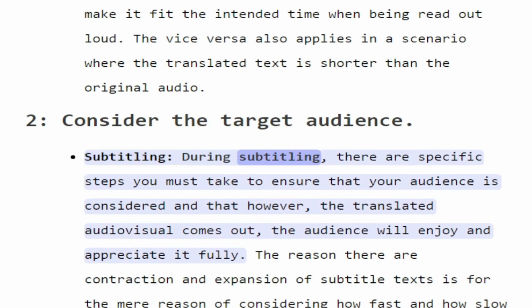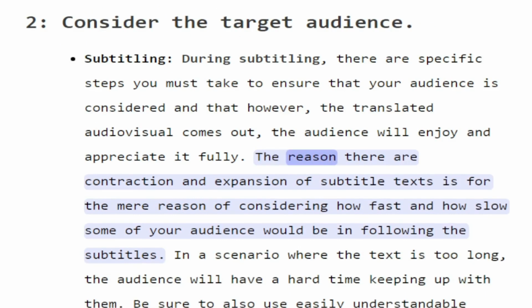During subtitling, there are specific steps you must take to ensure that your audience is considered, and that however the translated audiovisual comes out, the audience will enjoy and appreciate it fully. The reason there are contraction and expansion of subtitle texts is for the mere reason of considering how fast and how slow some of your audience would be in following the subtitles.